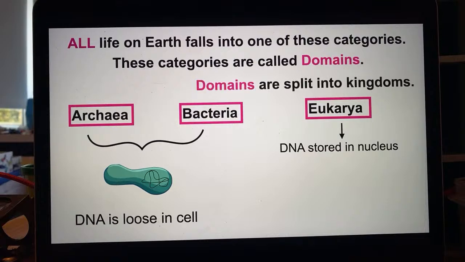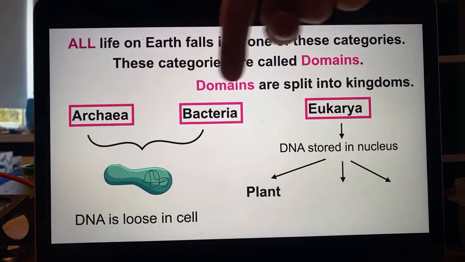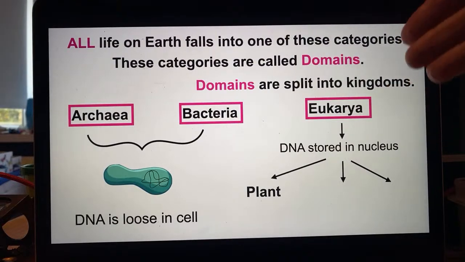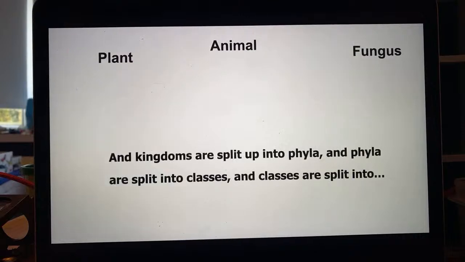And the domains are split into kingdoms. We have seen this before. So, for example, the eukarya, which is the one we're going to focus on, although, like I say, we'll talk a bit about bacteria. You split the eukarya, the things that have got their DNA in a nucleus, into the plant kingdom and the animal kingdom and the fungus kingdom. There is another one, but it's a bit sad, we're not going to talk about it.